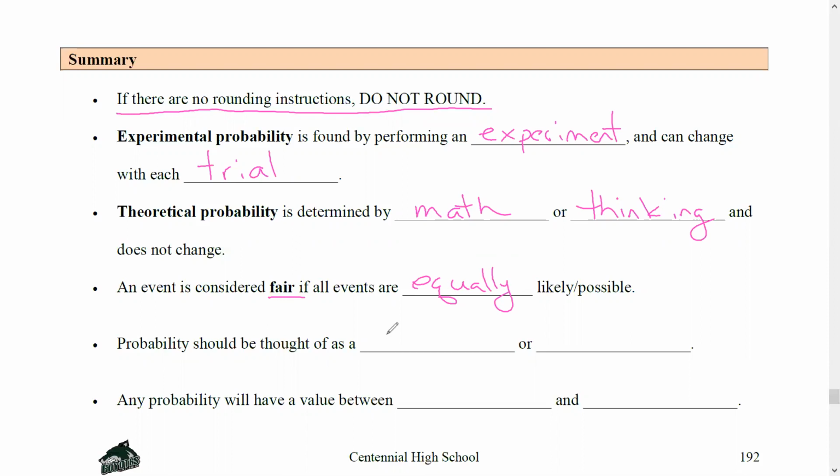Probability should be thought of as a fraction or as a decimal if I'm given rounding instructions, or if it terminates. Any probability will have a value between 0 and 1. That's 0% and 100%, meaning it's impossible or it's certain. It has to happen. Okay, I am certain, a 1, that I'm about to continue to the next page.